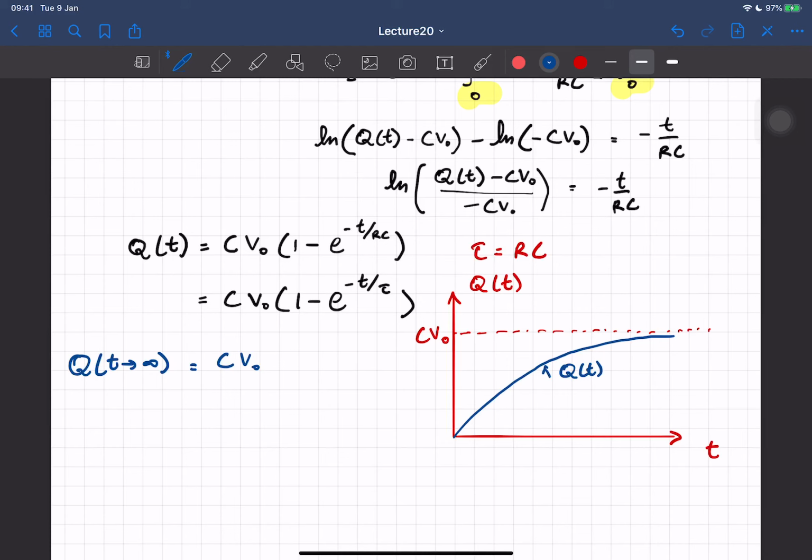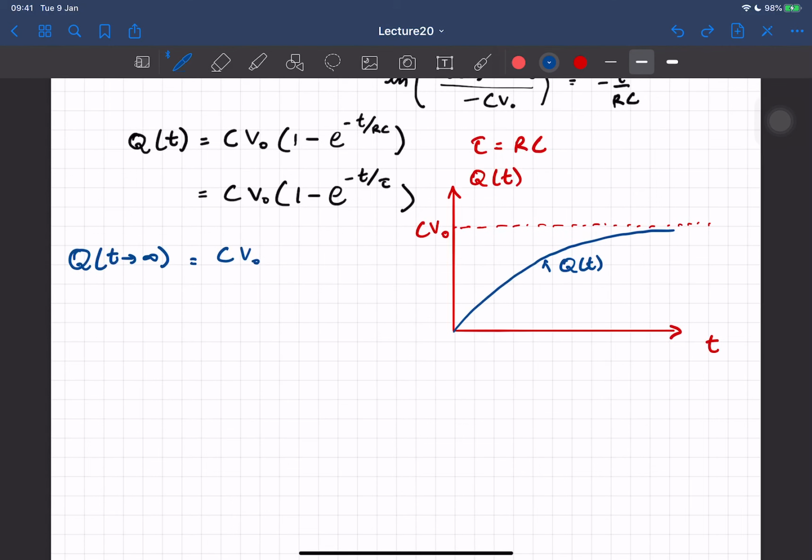So most of the time, when you're not worrying about this charging effect, like what happened in between, you just look at the end result. The end result is you charge the capacitor with this battery. So in the end, the charge on the capacitor will just be C times V0.